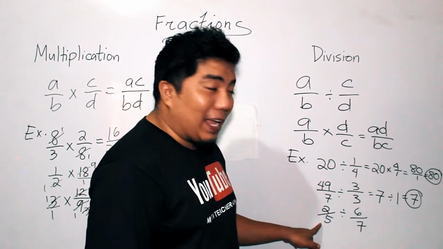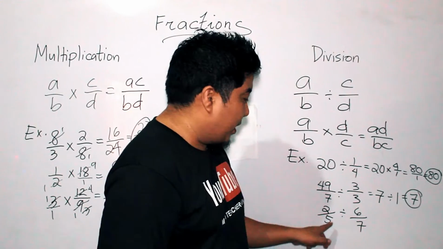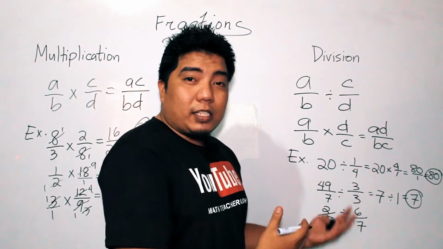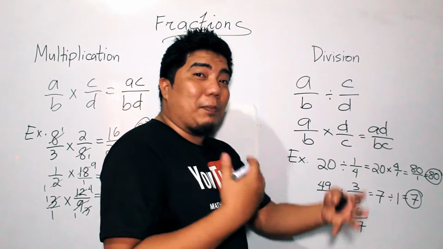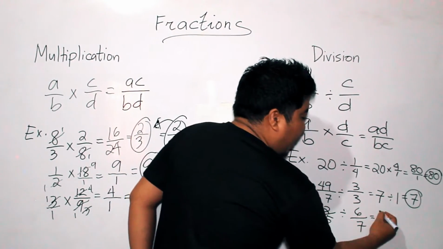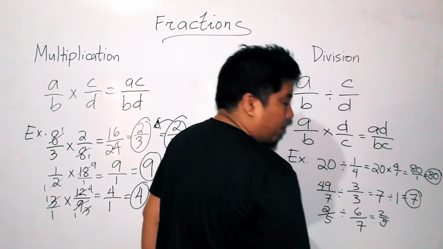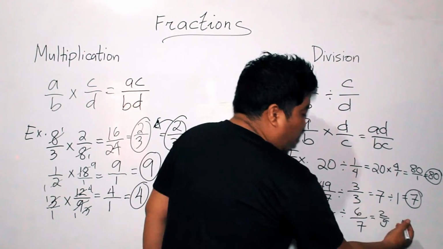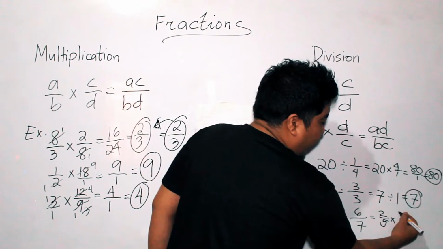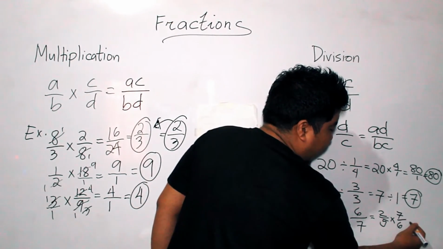We have 2 over 5, or 2/5, divided by 6 over 7. Now, since these two fractions are both in their simplified form, what we can do is just follow our rule. So, we copy the first fraction, and then we change divide to times, and then we get the reciprocal of 6 over 7. That is 7 over 6.